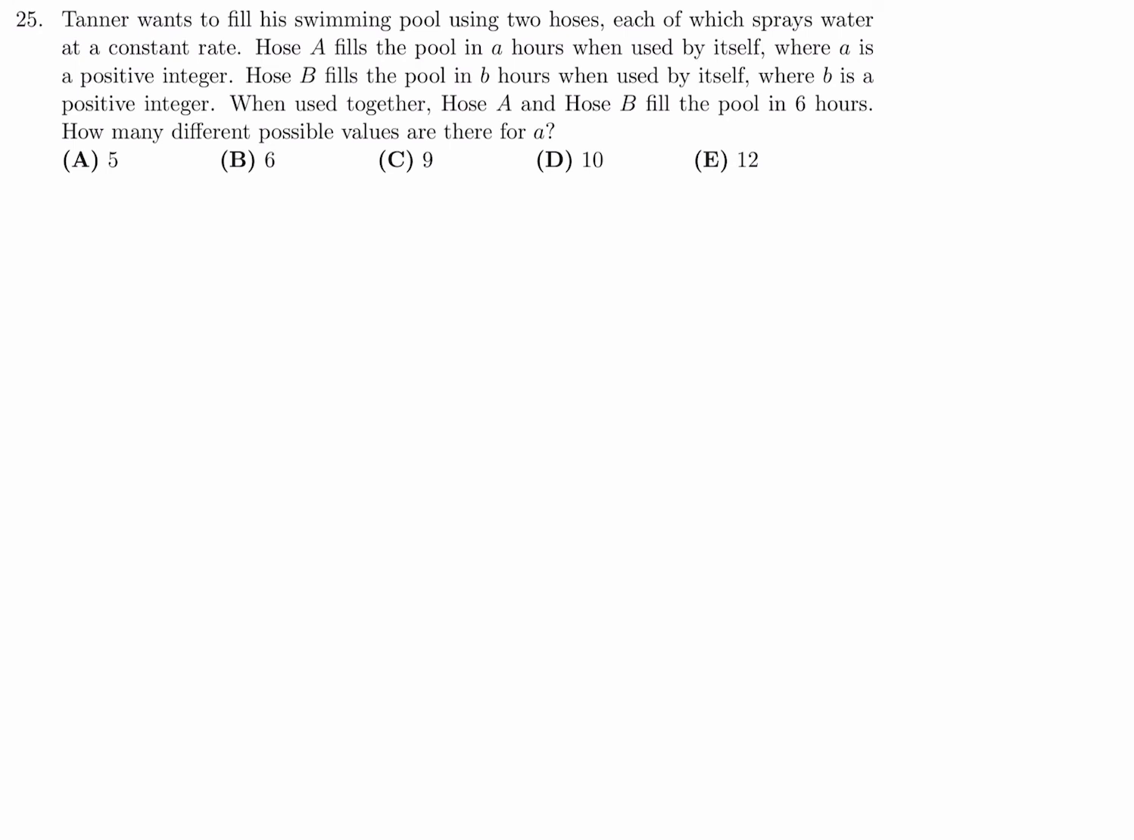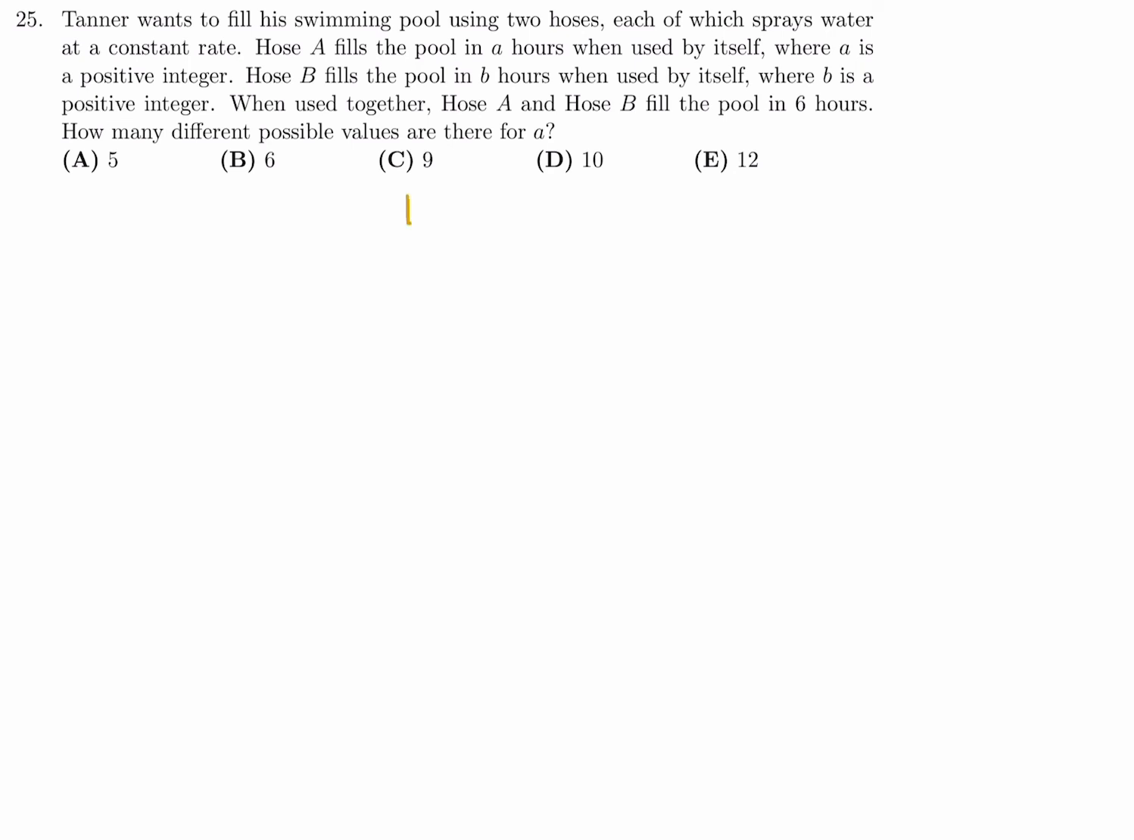Tanner wants to fill his swimming pool with 2 hoses, each of which sprays water at a constant rate. Hose A fills the pool in A hours when used by itself, where A is a positive integer. Hose B fills the pool in B hours when used by itself, where B is a positive integer. When used together, hose A and hose B fill the pool in 6 hours. How many different possible values are there for A?